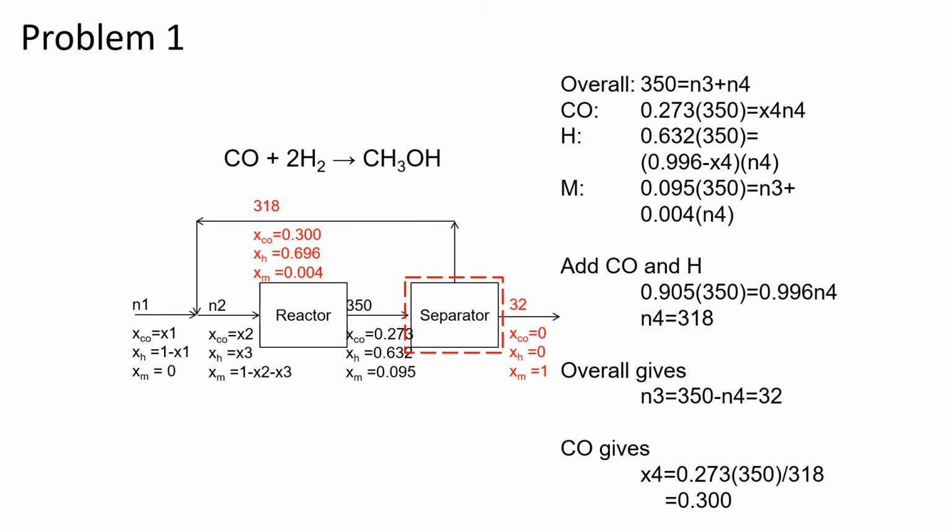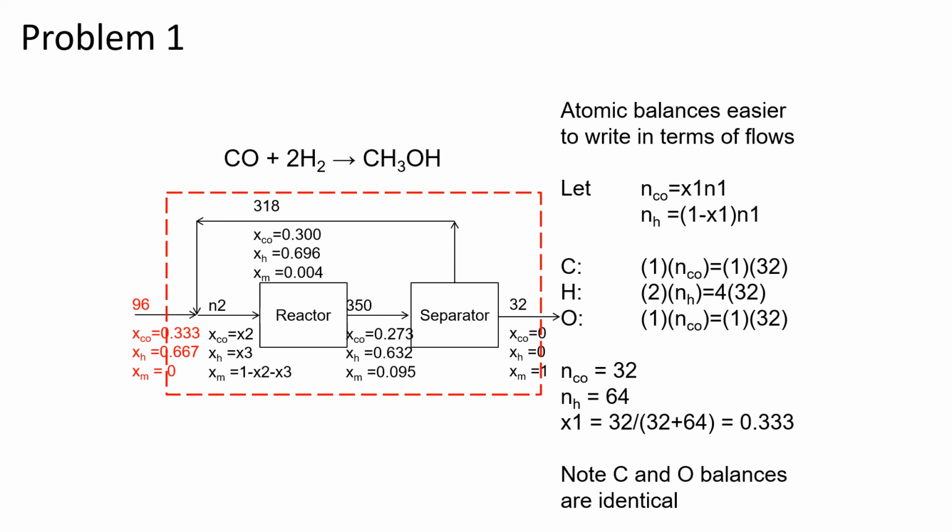Now let's go back and examine the other control volumes and see if there's one that we might be able to solve the mass balances for. Which one do you think it is? Well, let's look at the overall control volume. And for this overall control volume, we're going to use atomic balances. And we're going to write those in terms of flows instead of compositions because the problem's easier to solve that way. We can do it either way, it's just that it's easier to actually solve the equations for the unknowns when it's written in terms of the flows.